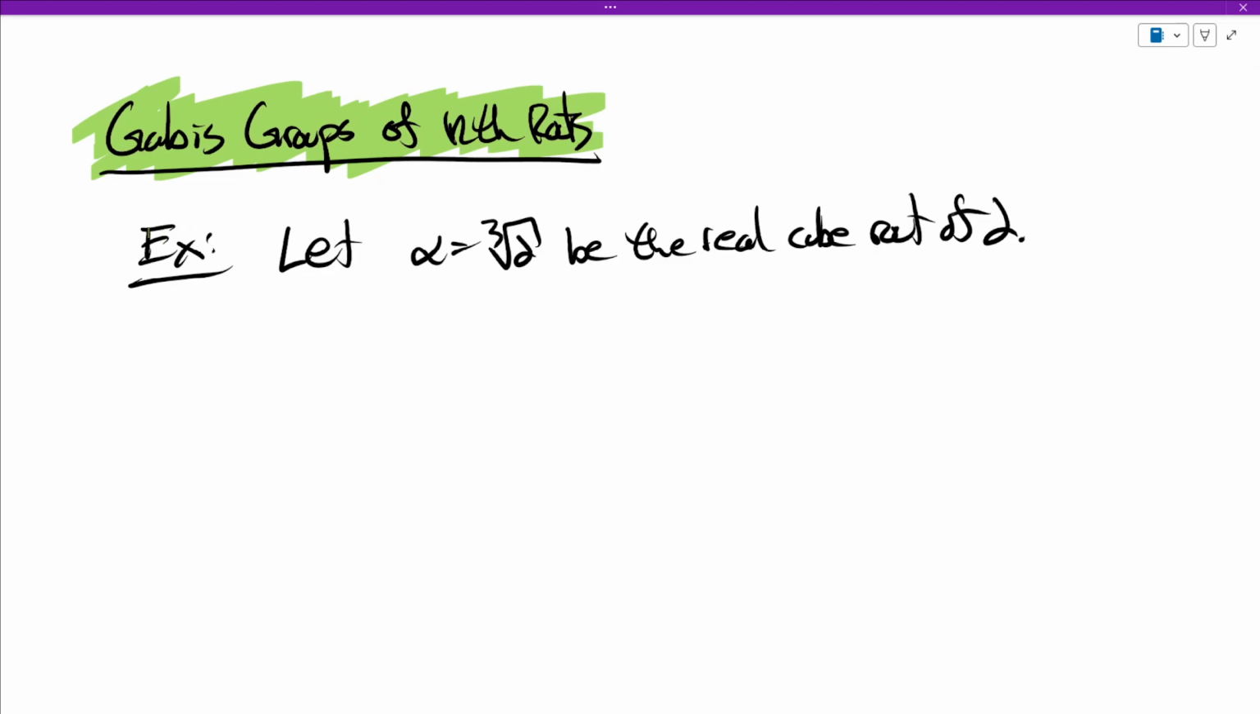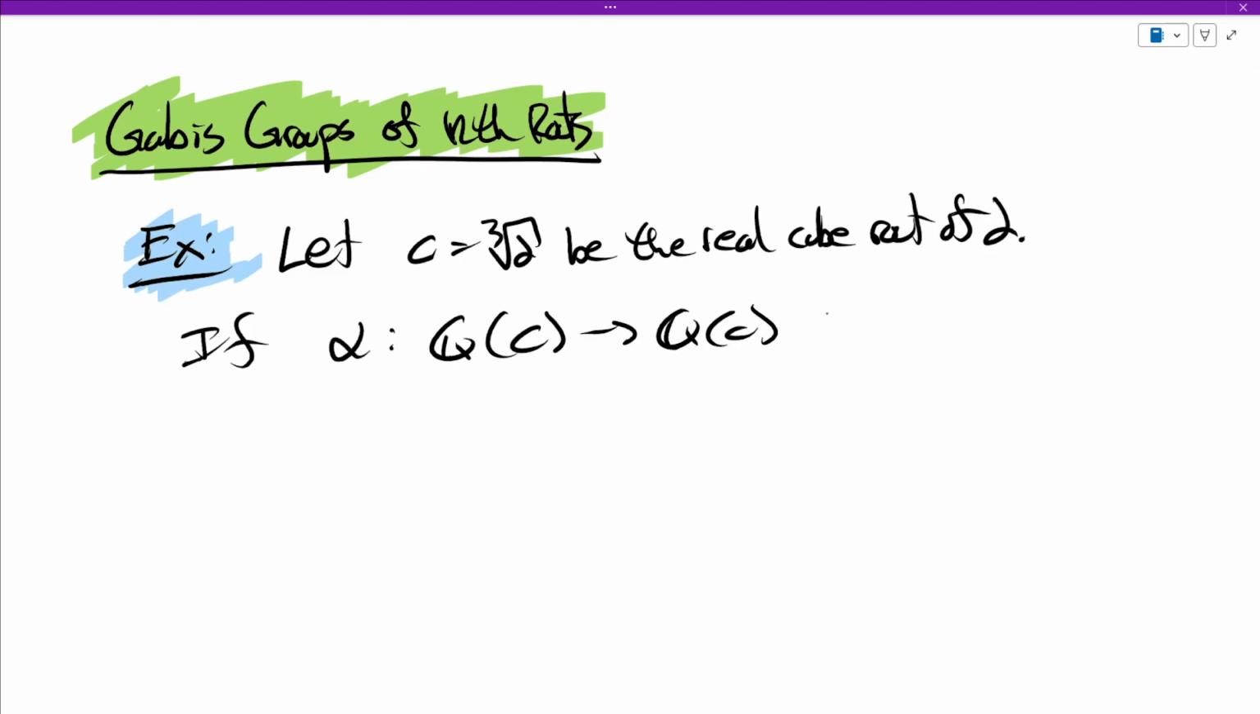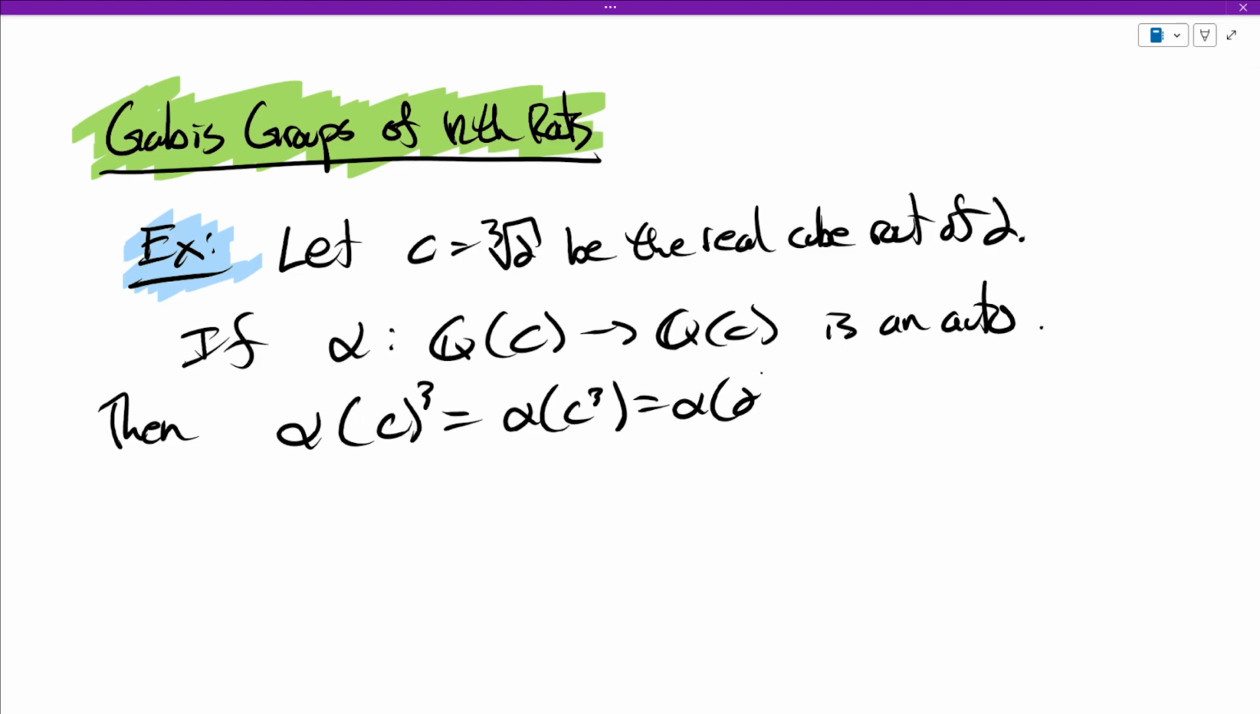By work that we've done before, we know that if, let me use C as in the book, if alpha from Q adjoin C to Q adjoin C is an automorphism, then alpha of C cubed is alpha of 2, because C is a cube root of 2, but alpha fixes Q. Every automorphism of an extension of Q fixes Q.